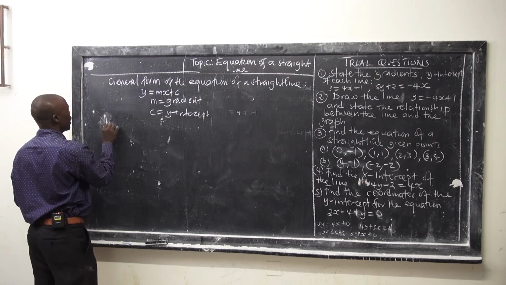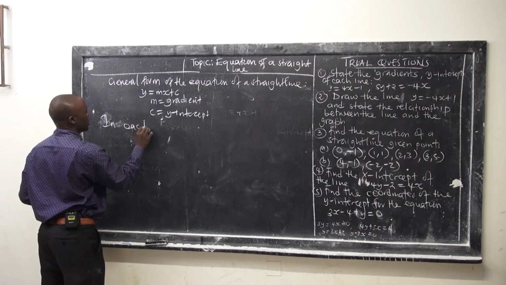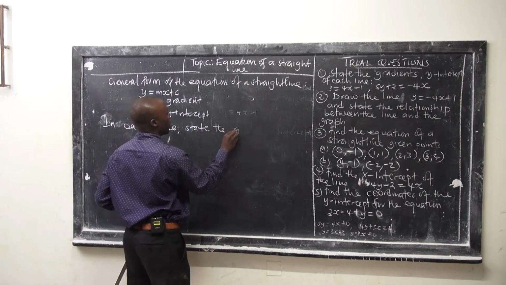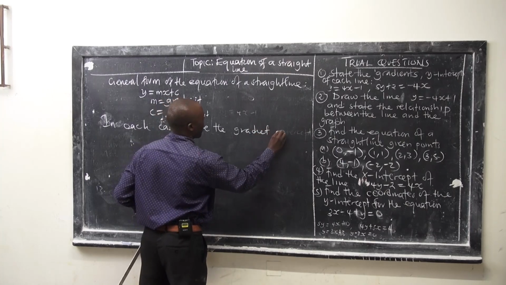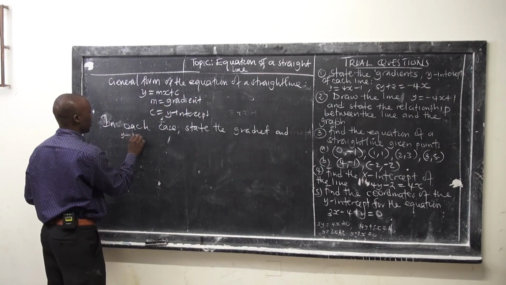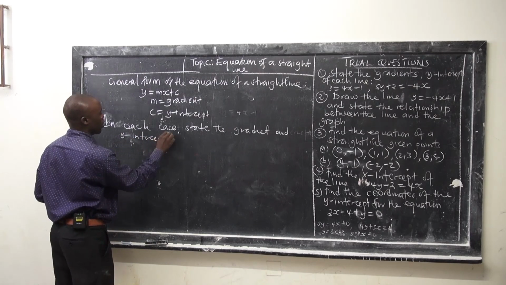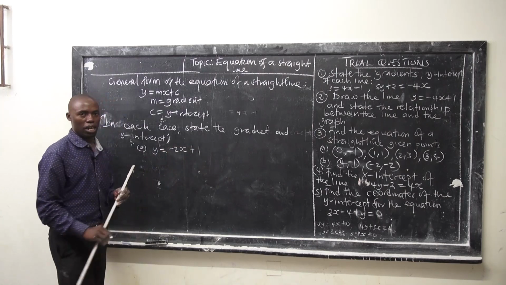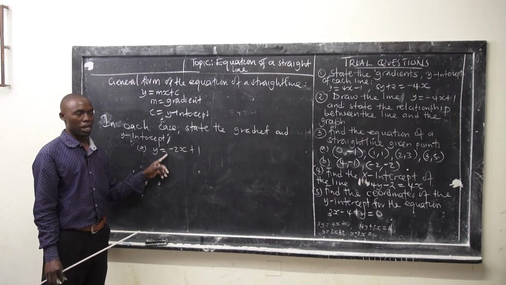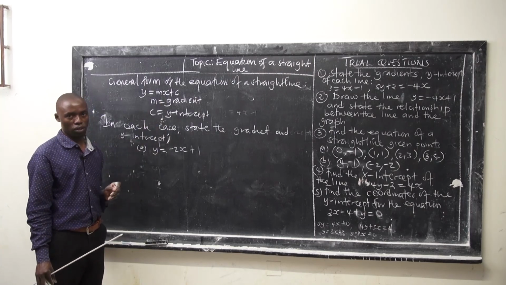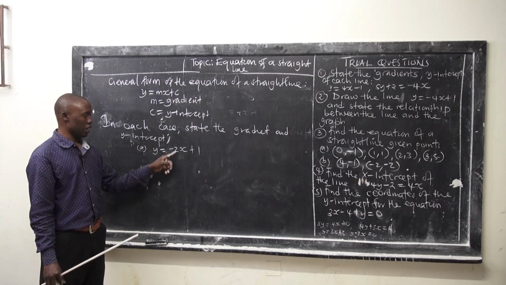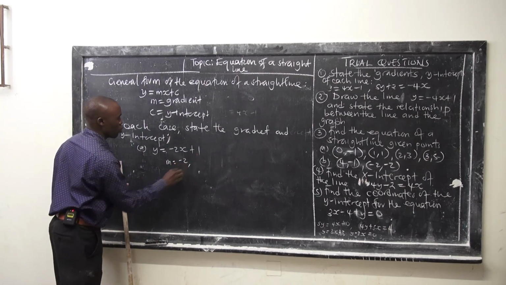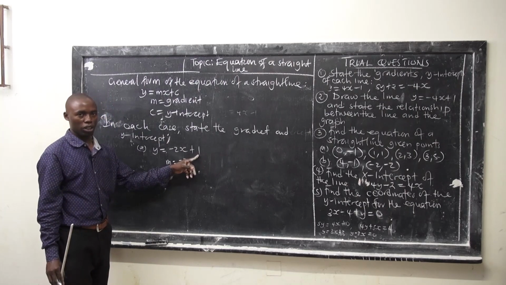So in each case, state the gradient and y-intercept. So we can have part A as y = -2x + 1. Now, before you state that, you have to compare the given equation with the general equation. We realize that this equation has our gradient as negative 2, so m is -2. Then the y-intercept is positive 1 here.